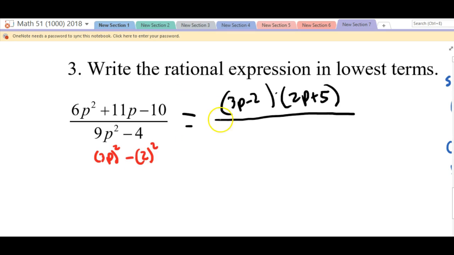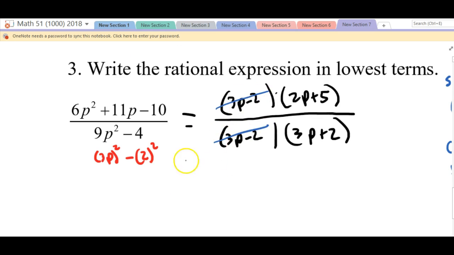So now, how will that factor? Times 3p plus 2, correct. And so now do we see the common factors that we can divide out? Right, the 3p minus 2's, those are going to go. And then what are we left with? 2p plus 5 divided by 3p plus 2.